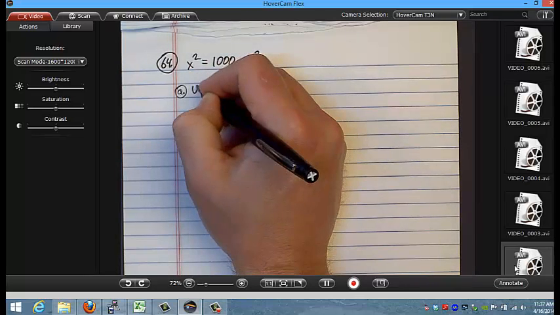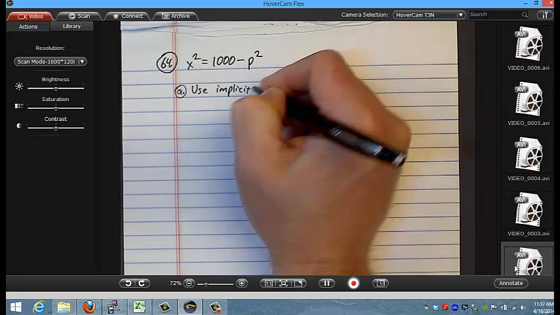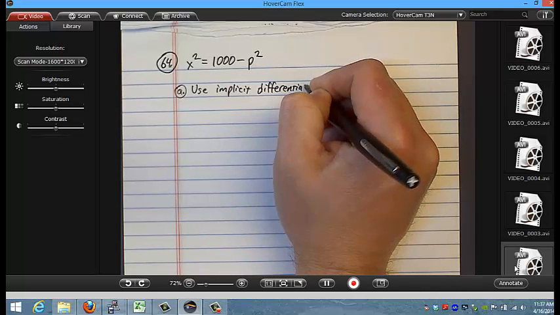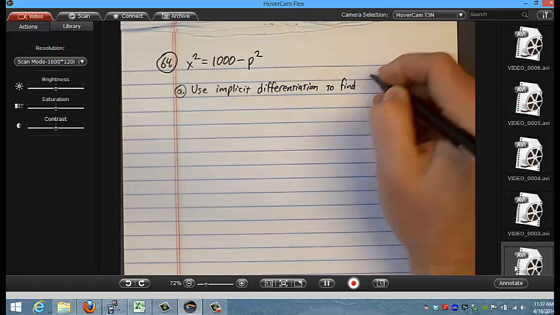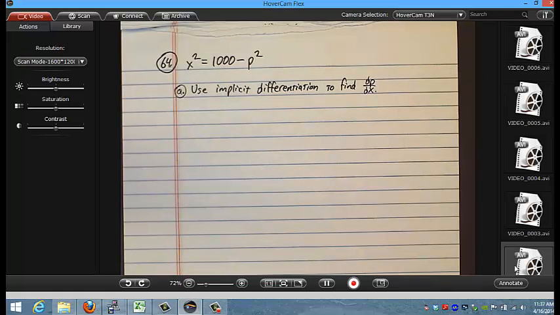They say use implicit differentiation to find dp dx. You guys ought to be able to do that. Why don't I go ahead and pause and let you guys do that? And then if you want to try part B, go right ahead.